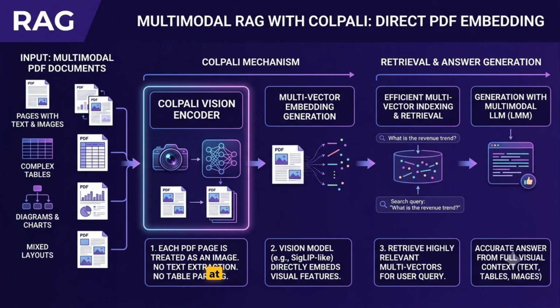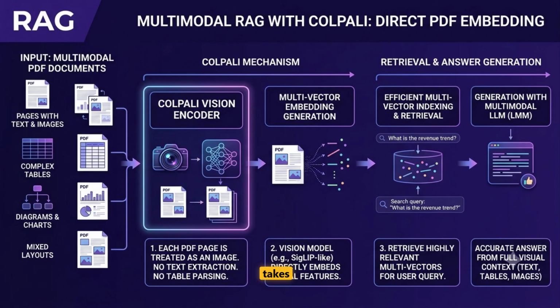Look at the column on the left labeled Input, Multimodal PDF Documents. Your raw data, those mixed pages, complex tables, diagrams, and charts must first be read. We move right to the ColPali mechanism section here. The unexpected happens. Most engineers try to use expensive OCR on that diagrams and charts input, but standard RAG just skips it entirely. This approach, as shown by that middle arrow, is different.